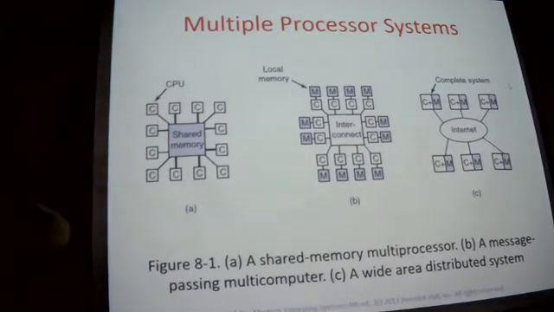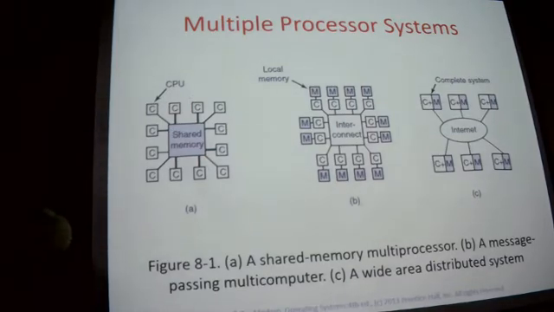So there are 3 types, 3 structures of multiple processor systems. Focus on figure A. Each rectangle represents a CPU: 1, 2, 3, 4, 5, 6, 7, 8, 9, 10, 11, 12. So there are 12 CPUs, 12 processors, and these 12 processors share the memory. The same memory is used by all 12 processors.